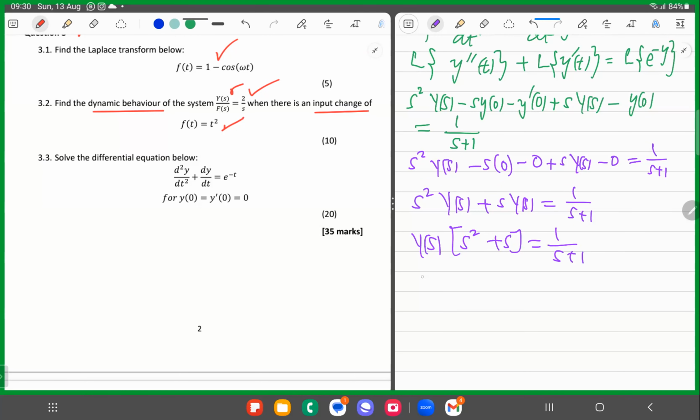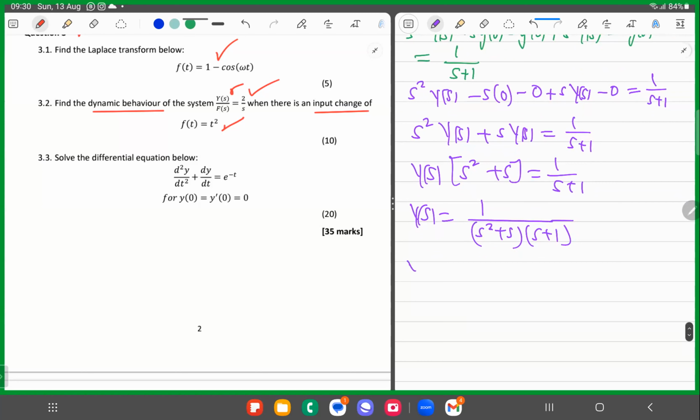Now we just make Y of s the subject, so it becomes 1 divided by s squared plus s into s plus 1. Now we can just do factorizations. Y of s is equal to, what are the factors of the s squared? It becomes s into s plus 1, but there's already s plus 1. This becomes 1 divided by s into s plus 1 all squared.